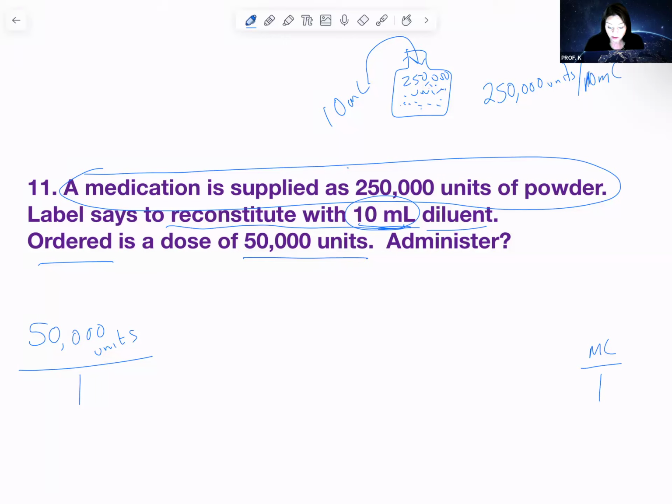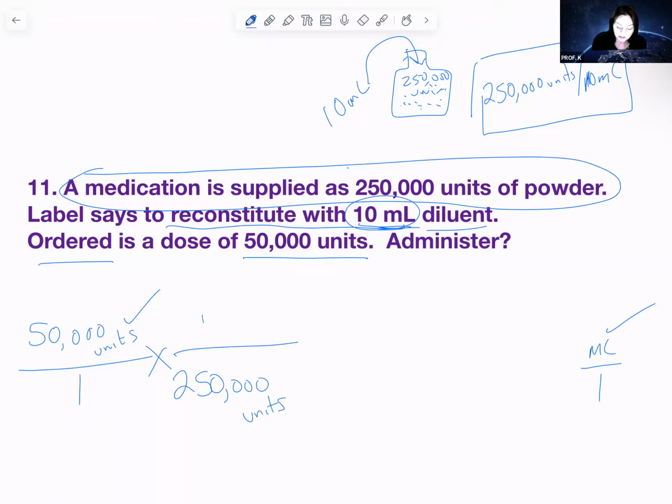Because I added this to the vial, it's now a liquid. So I have 250,000 units in 10 milliliters. I'm using that in my problem all day because I got to get rid of units and I got to get to milliliters. So let's do it. 250,000 units in 10 milliliters. So I cross off my units and I'm left with milliliters.